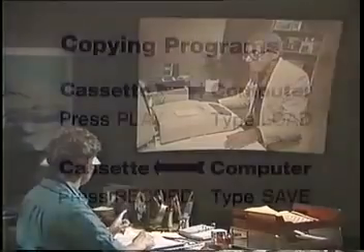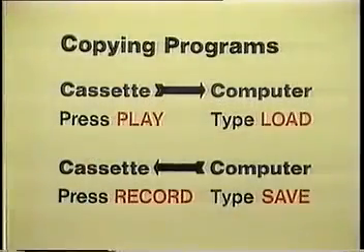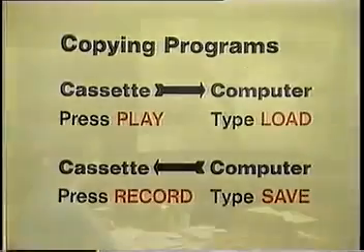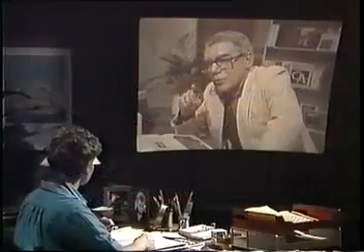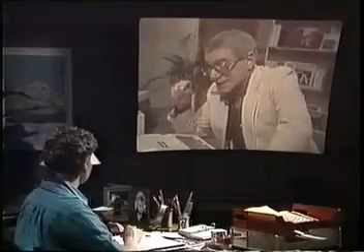Let's recap that. To copy a program from a cassette into the computer, you press play on the cassette and type load on the computer. To copy a program from the computer onto a cassette, you press record on the cassette and type save on the computer. And to save a program on a disk, do I put a blank disk into the disk drive and type save? Yes, but the disk must not be completely blank. It must first have been formatted. And let's have a look at what formatting is all about.